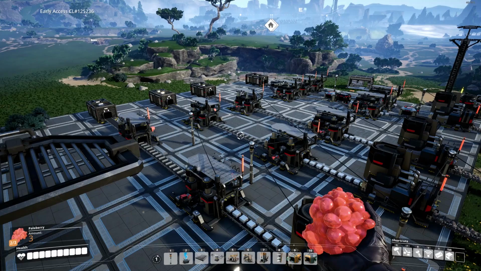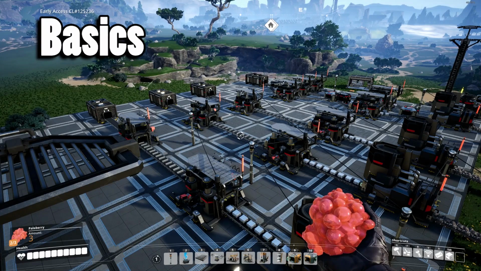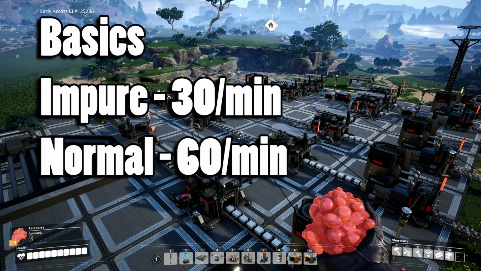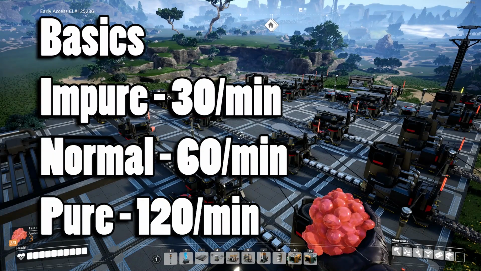Alright, let's get into this. Basics. There are three types of ore sources: impure, which produce ore at 30 per minute, normal at 60 per minute, and pure at 120 per minute.